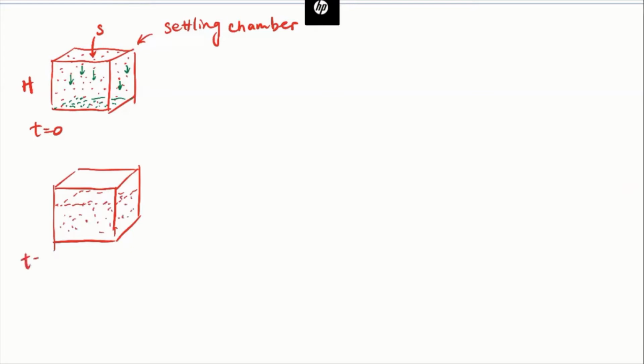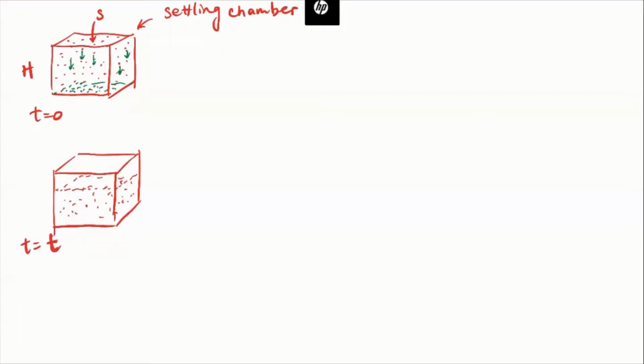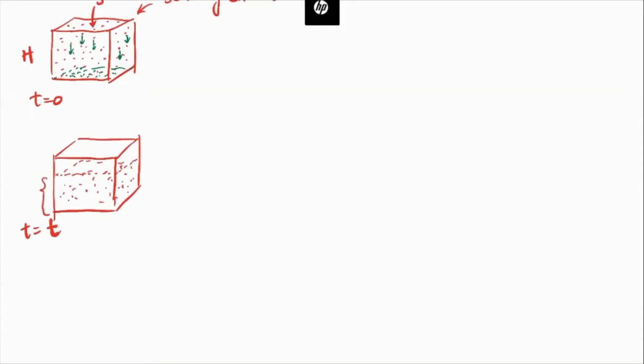Right, this is at time equal to, let's say, t1, or say time equal to t. That's going to be a little bit easier to express the equations. Okay, so at time equal to t, we have particles settling down to this height here. Then let's discuss what the removal efficiency is.